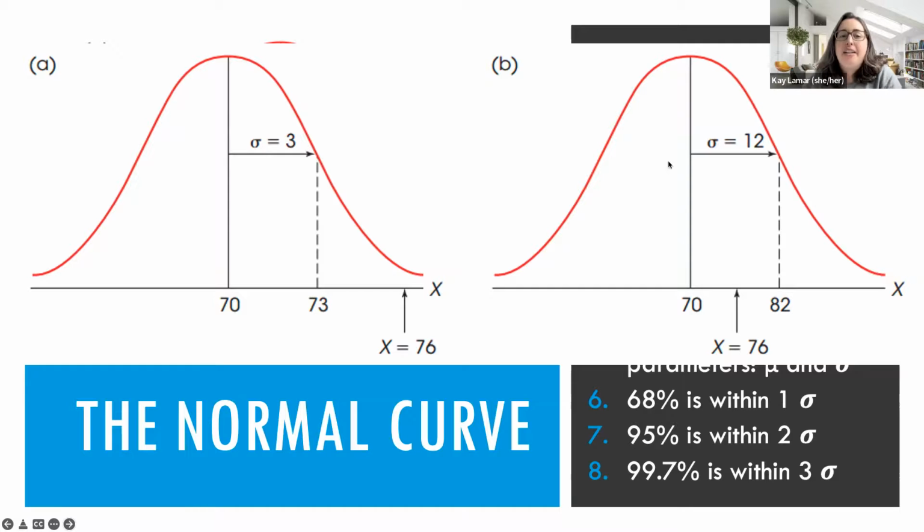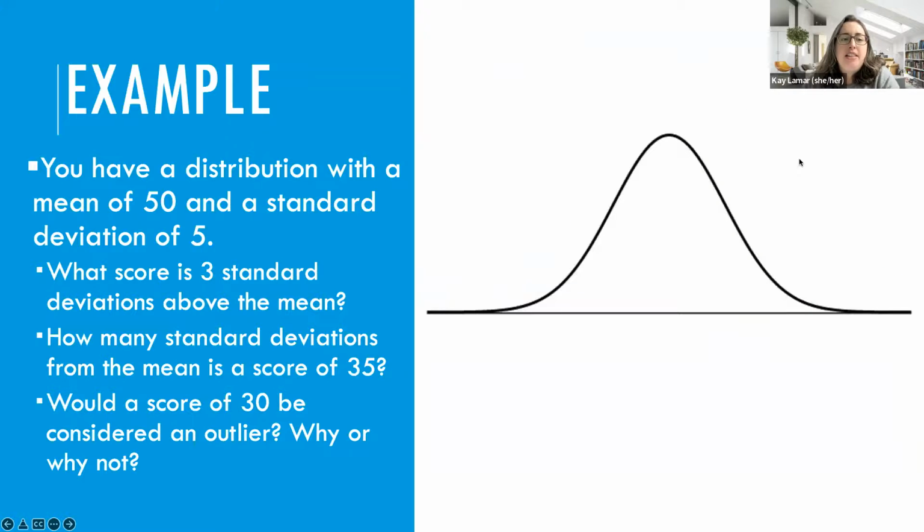Not only that, but we can start to use that empirical rule to understand the percentage of the sample that falls within 1, 2, or 3 standard deviations of the mean. And that's what I want us to get a little bit of practice with in this case. So let's say that we have a distribution and it has a mean of 50 and a standard deviation of 5. I'd like you to take a second to use this normal curve here and answer the following questions.